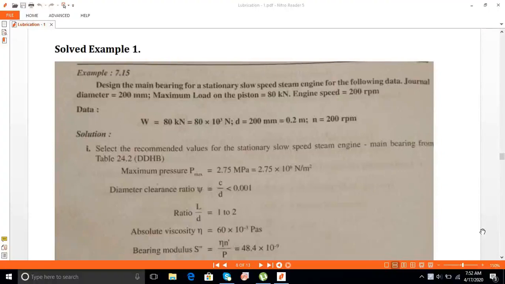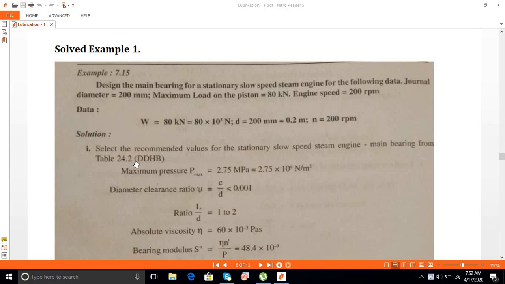Now considering one example, that means we are trying to design here a main bearing for a stationary slow speed steam engine for the following data. So the general diameter is 200 mm, maximum load is 80 kilo, that is W, engine speed is in terms of RPM, so it is N.